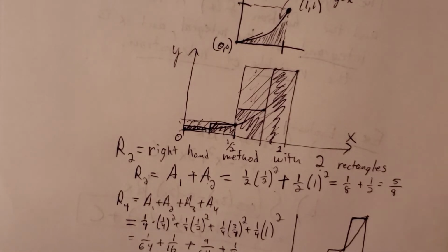And then we can continually get better and better and better estimations by picking smaller widths here, or in other words, more rectangles. And that is the idea to estimating the area under the curve. We just make more and more rectangles, and we get closer and closer to the area under the curve.